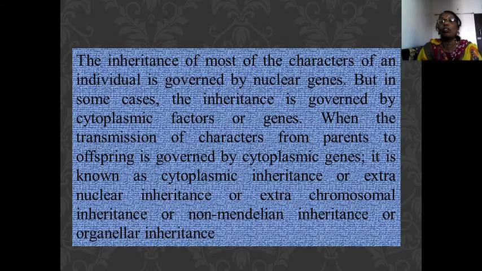It is also known as non-Mendelian inheritance, and it is also known as organelle inheritance. But again, a question: why is it termed organelle inheritance? In that process, two organelles play an important role, which are present in the cytoplasm of the cell. One is the chloroplast and the other is the mitochondria.